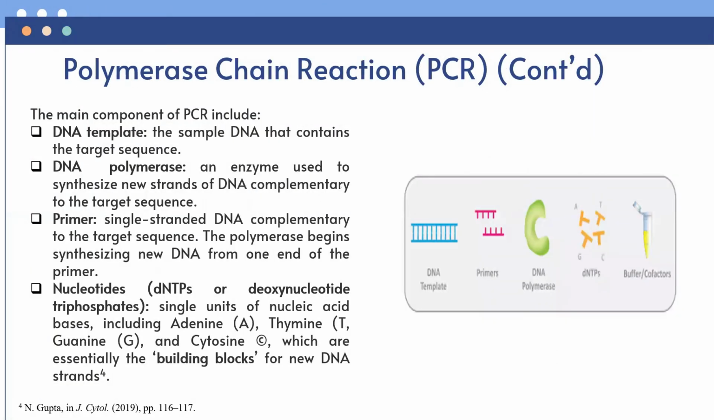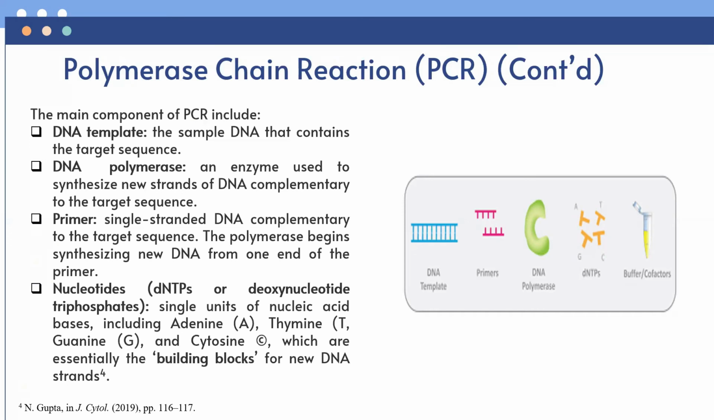There are 4 main components of PCR. The first is DNA template. DNA template is the sample of DNA that contains the target sequence. At the beginning of the reaction, a high temperature is used to separate the double-strand DNA into single-strand DNA.